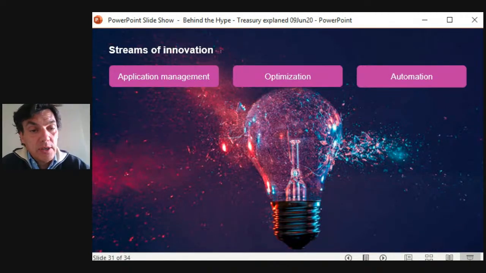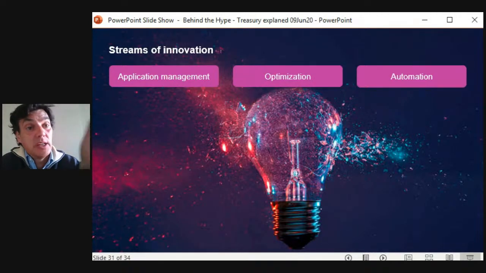And the last one is obviously automation. What we couldn't do, or what we were doing before manually, can be done now automatically, and algorithms are doing everything for you. So the innovation is moving everything for the treasury world, and there are multiple streams where we can see it will really impact us, and it will impact not only application management and optimization, but as well automation.